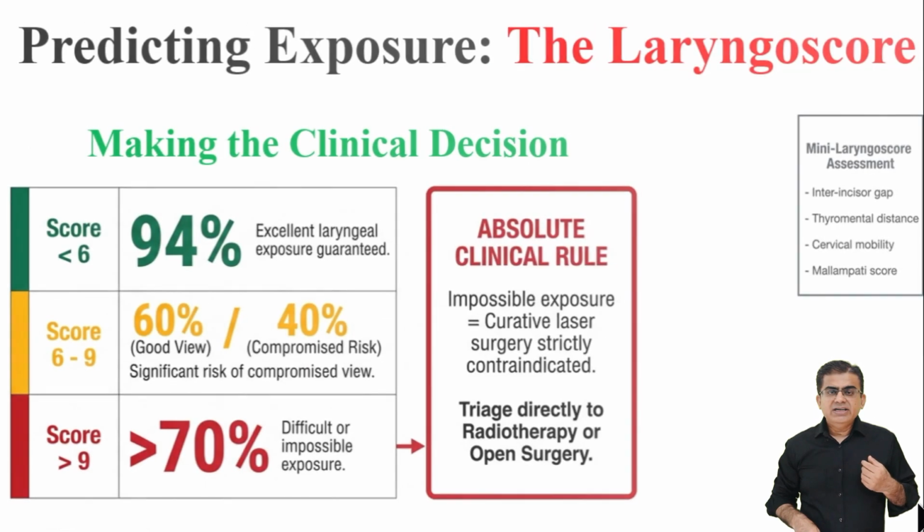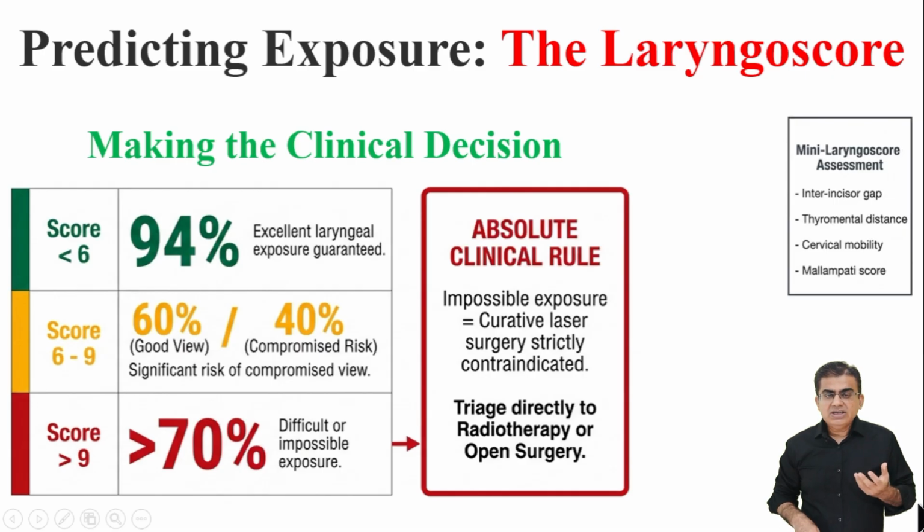Now that we have calculated the total score, what does it actually mean? How do we decide if a patient has a good exposure in order to have a good TLM? If your patient has a cumulative score of less than 6, you have a green light. This guarantees an excellent laryngeal exposure 94% of the time.